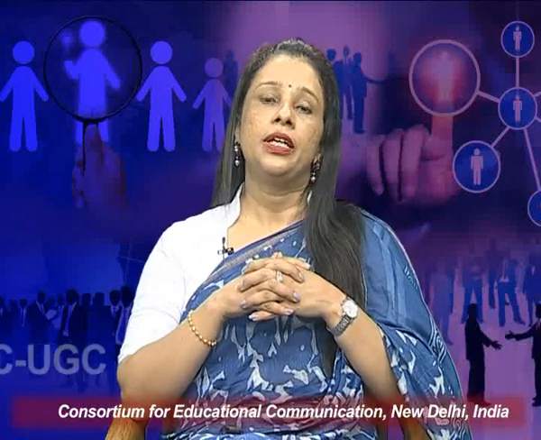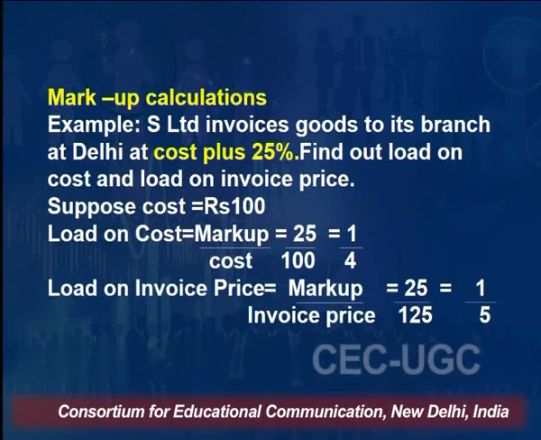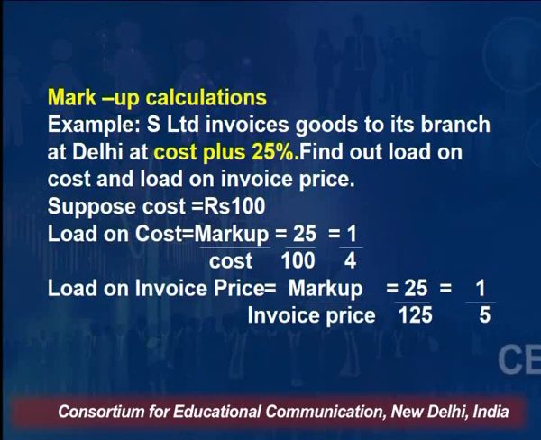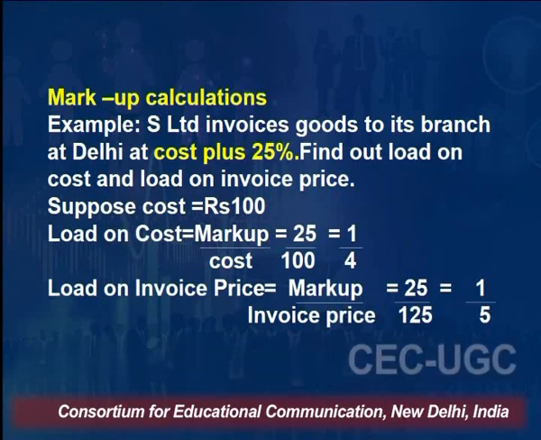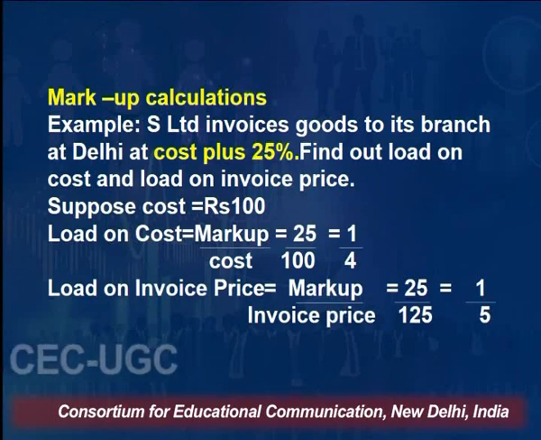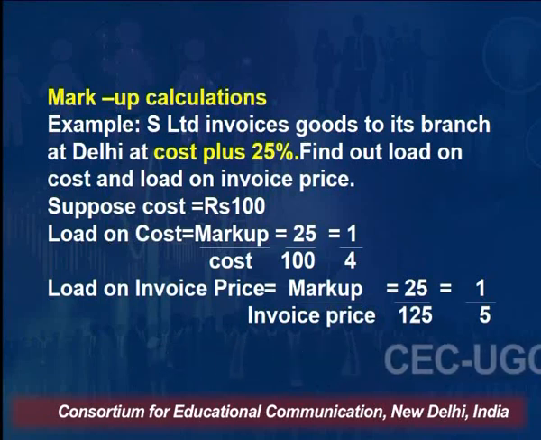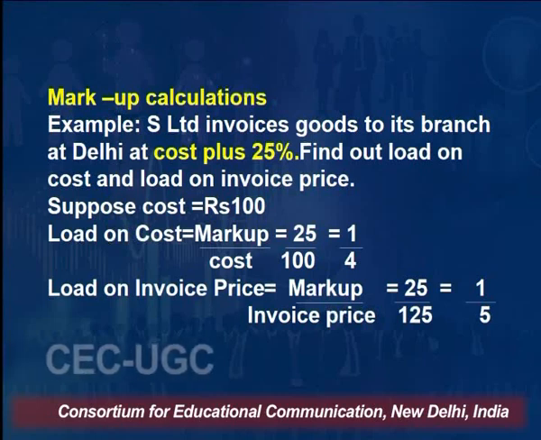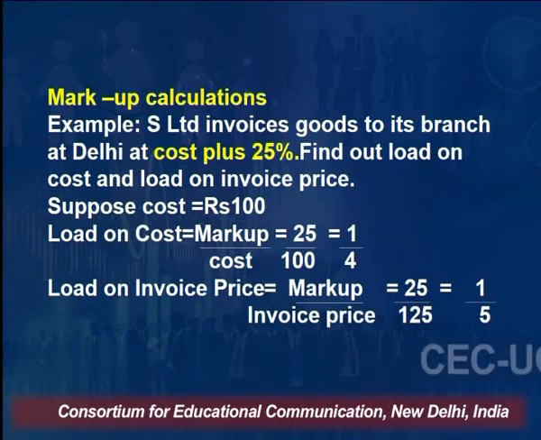In this example, it is given that A Limited invoices goods to its Daily branch at cost plus 25%. So the goods are invoiced from the head office to its Daily branch at cost plus 25%. The first thing you have to see in the question is what is given, whether it is cost plus a percentage, or whether the profit percentage is given on cost or on selling price. Here you need to find out the load on cost and the load on invoice price. Whatever is asked in the question, you have to act accordingly.